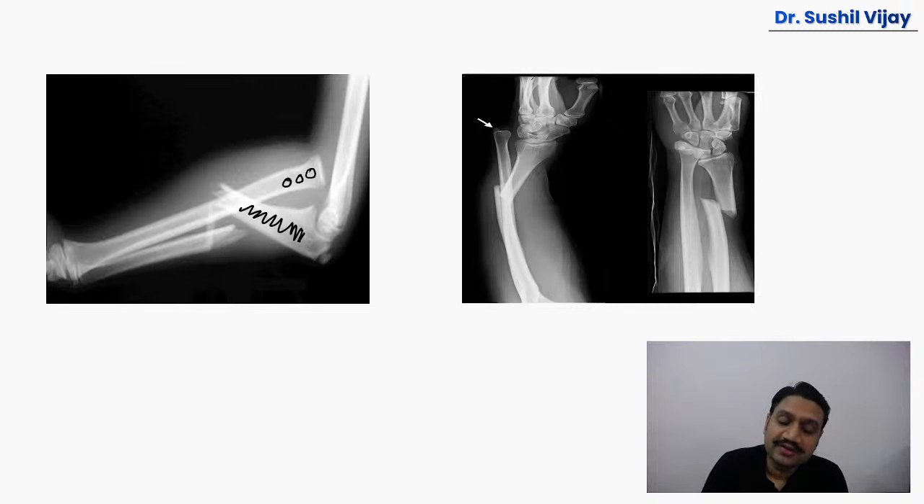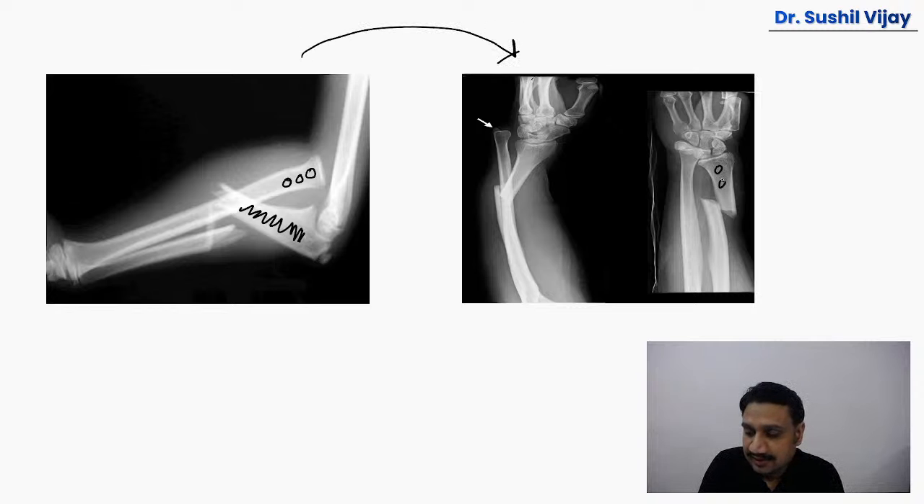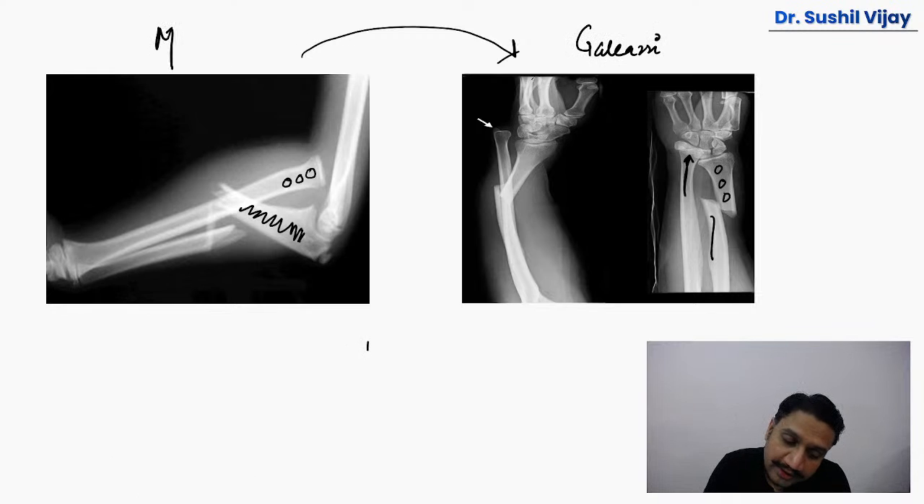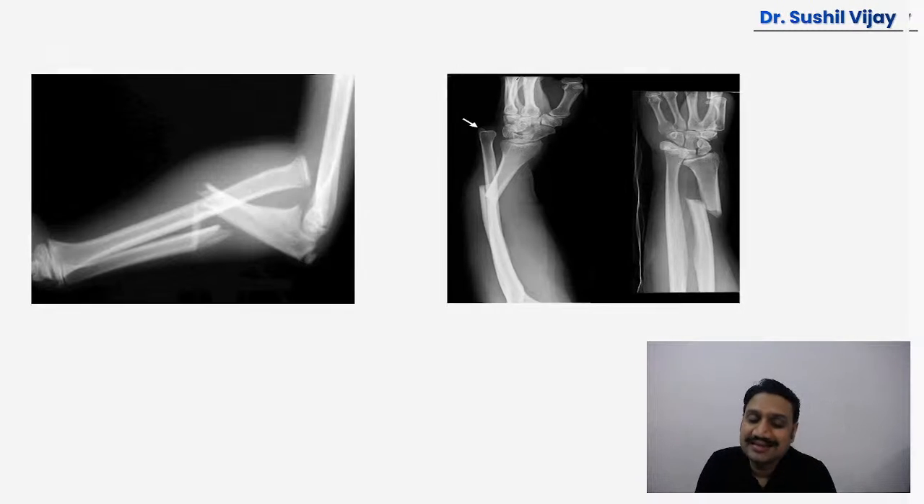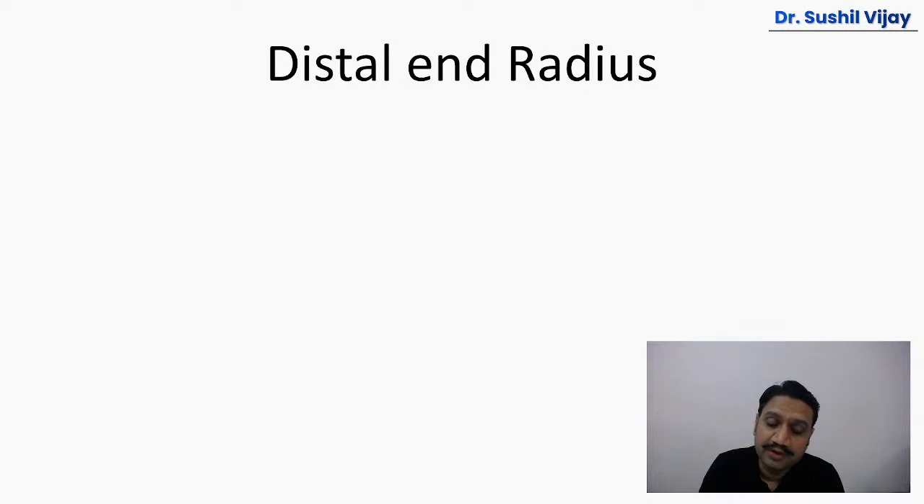And the opposite of this will be Galeazzi. See, the distal one third of the radius and the ulna getting subluxated or dislocated. So this one is Galeazzi. Galeazzi is the lateral bone fracture. Monteggia is the medial bone fracture. Monteggia is medial bone, Galeazzi is lateral bone. All right, very, very important question.